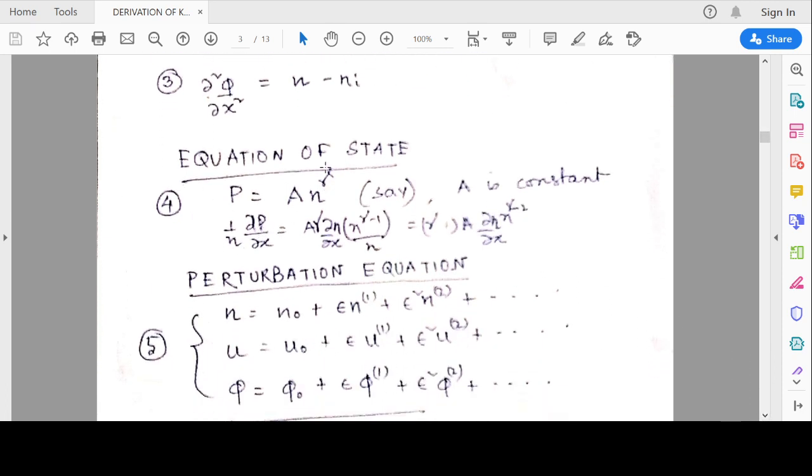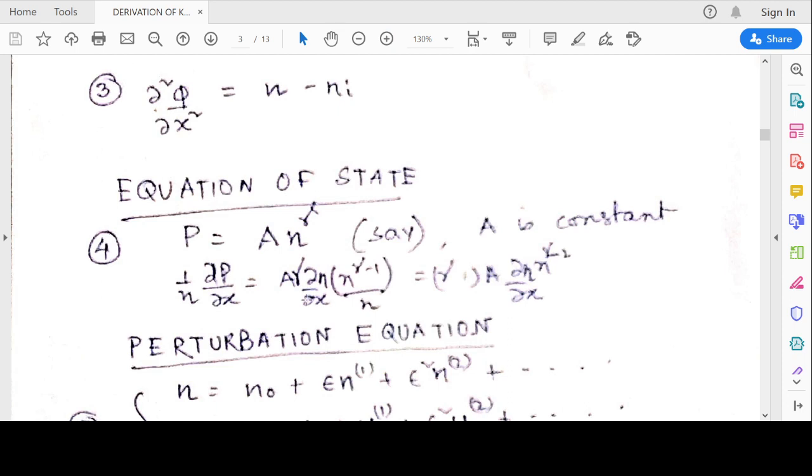P was given through this expression. So we find here that you can see A gamma n to the power gamma minus 1 del n del x by n. So it simplifies into gamma A n to the power gamma minus 2 del n del x.